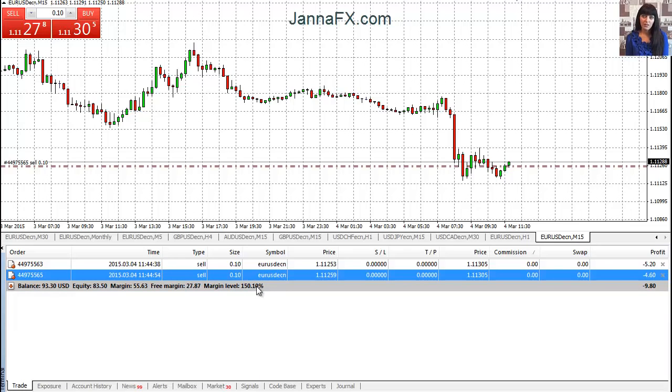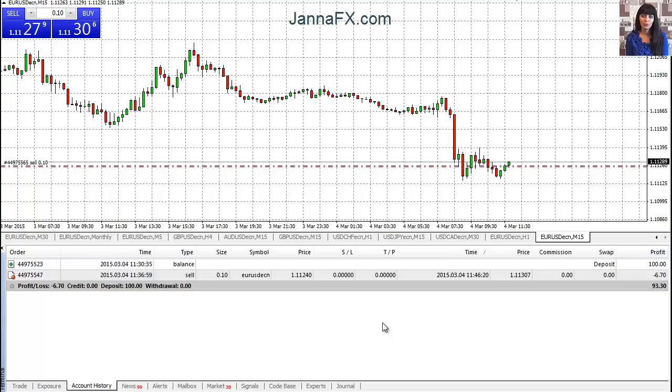We couldn't see it right now. You can see it's 150 and 10. It's more than 150, and it's not red anymore. But look, I only have 2 positions open. And let's check our account history. You can see the biggest loss just was closed.